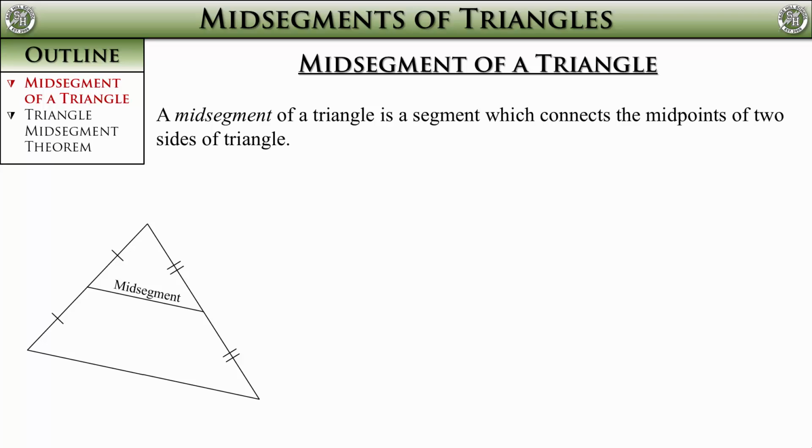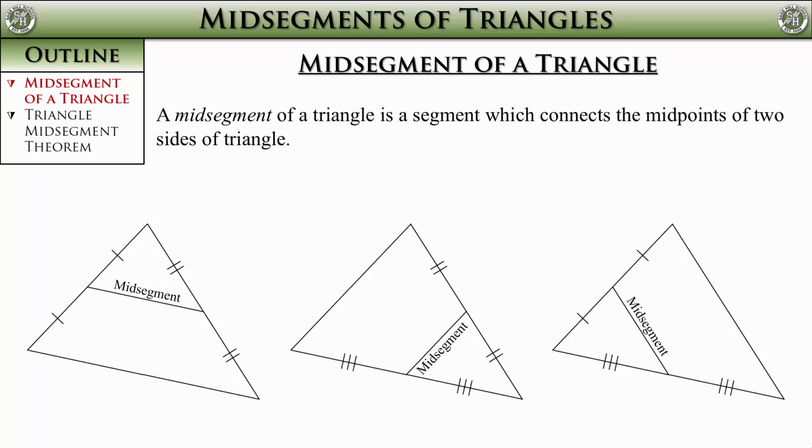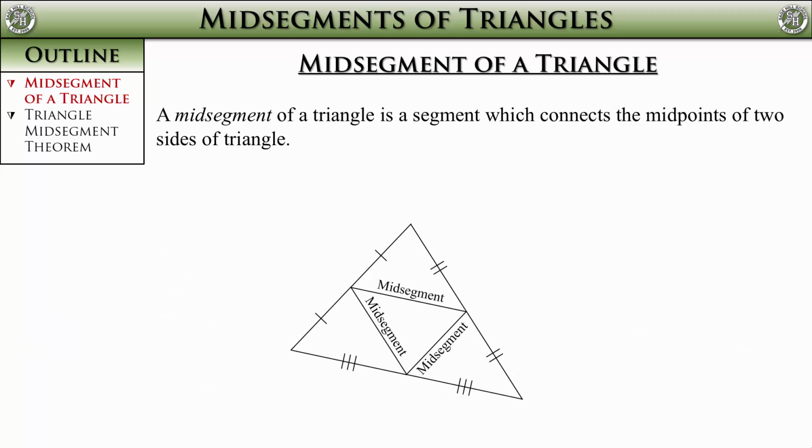But that isn't the only possible midsegment. This is another midsegment in this triangle. It connects up two different midpoints of the sides of the triangle. And yes, there is a third midsegment too. This is the third midsegment of this triangle. Each triangle will always have three midsegments, and often you will have two or three of them drawn in all at once, like it is here. So that's what midsegments of a triangle are.